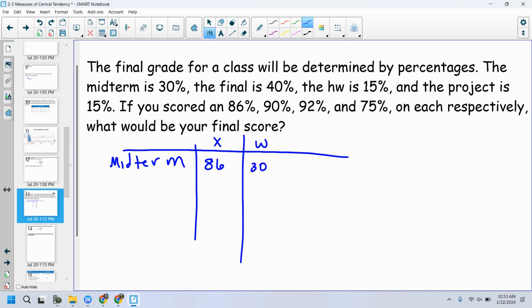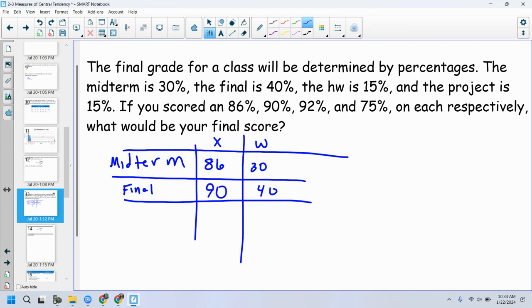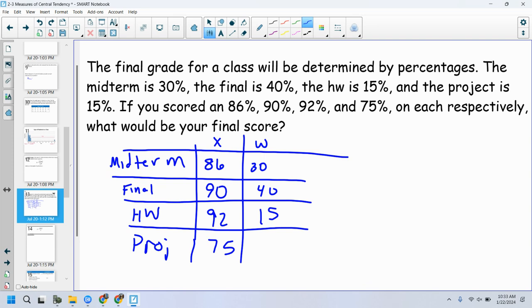And then our next category is the final, and that is 40% of your overall grade. And we scored a 90. The homework looks to be 15%. That goes in our weight. And looks like we got a 92 on our homework grade. And the project looks like we kind of stunk on the project. We scored a 75, but that's only 15% of our grade.